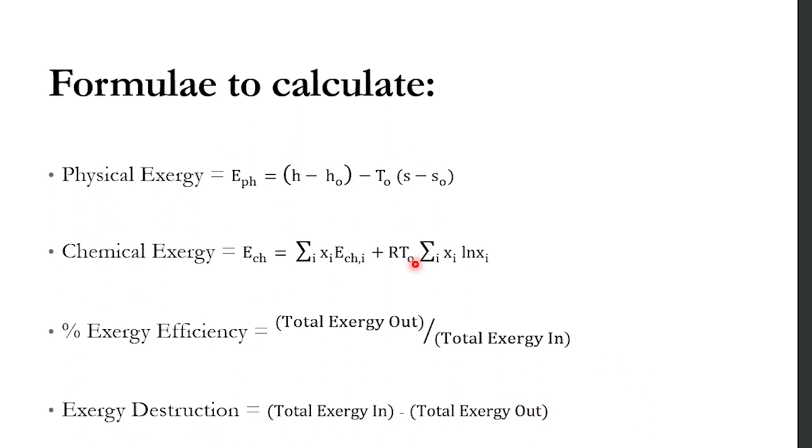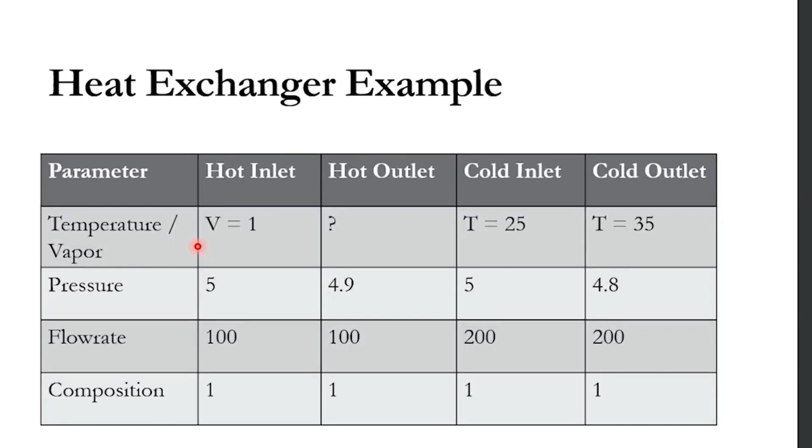But obviously before that, we need to calculate physical exergy and chemical exergy of a process stream, at inlet and at outlet. So this is a heat exchanger example which we have been given, with the parameters: temperature, vapor fraction, pressure, composition, and flow rate. So we have been given that on the hot side the vapor fraction is 1, the pressure is 5 bar, the flow rate is 100 kg mole per hour, and the composition of water is 1. Water is on the hot side, water is on the cold side.